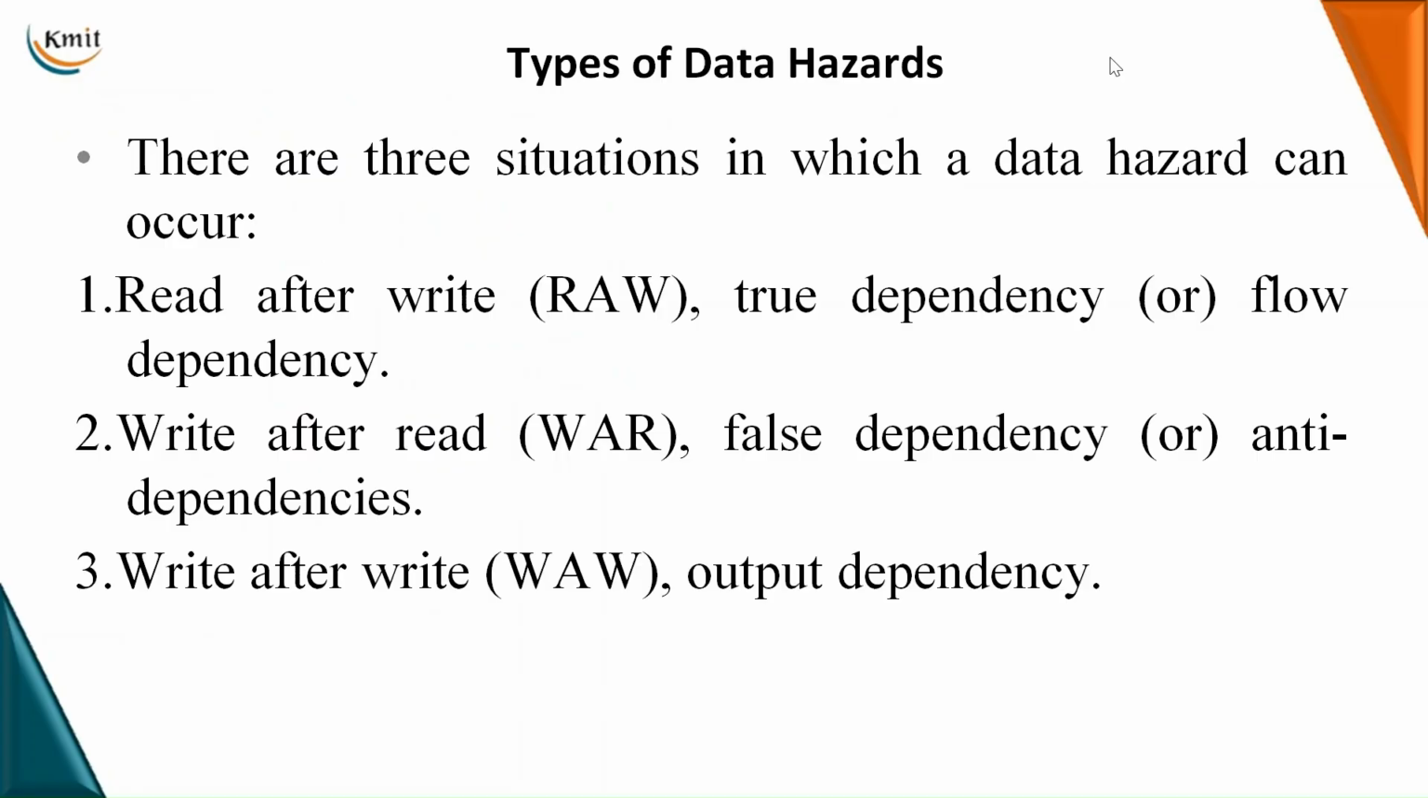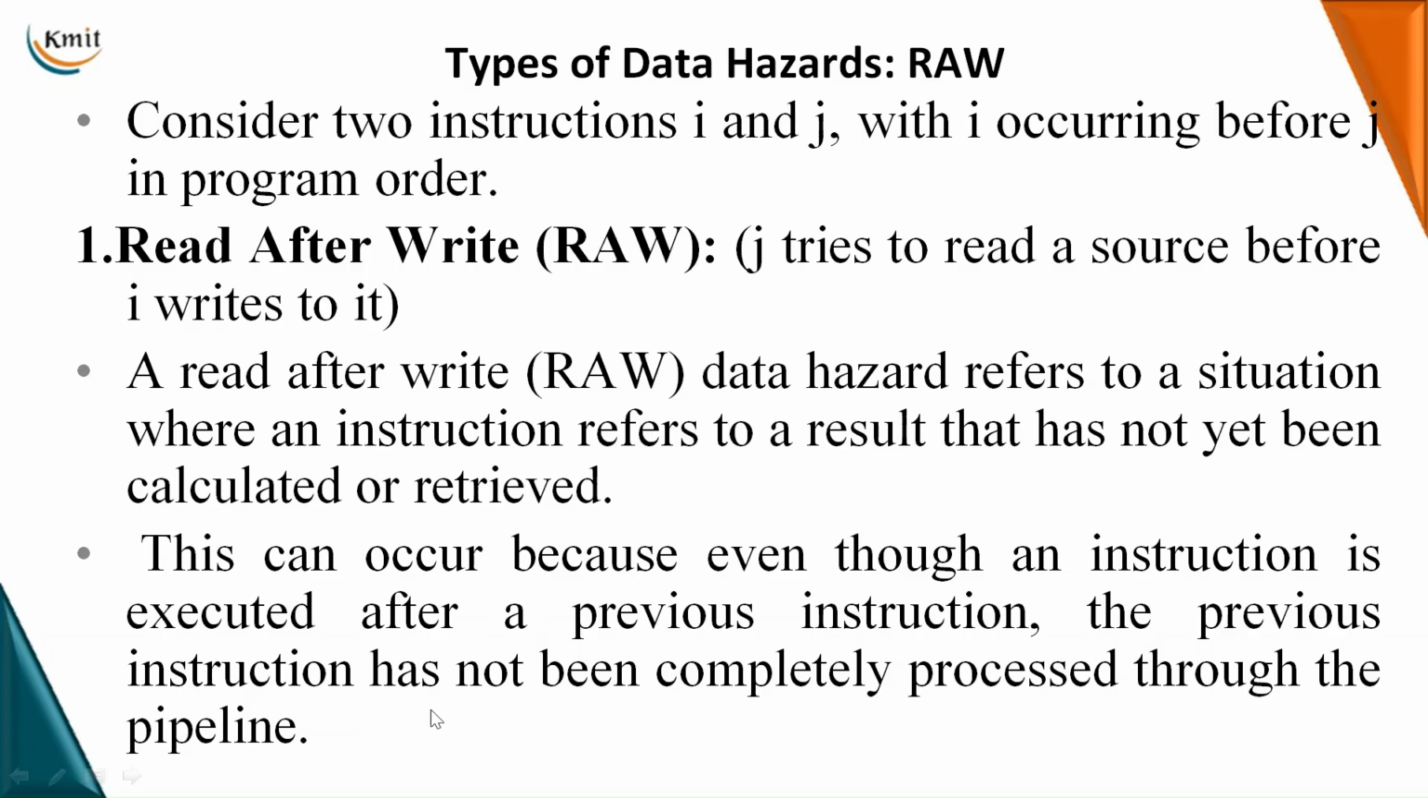Next, coming to the types of data hazards. There are three situations in which a data hazard may occur in the pipeline, or a data dependency situation may occur between the instructions executed in the pipeline. The first type is a read after write hazard, also called a RAW hazard, true dependency or flow dependency. The second type is write after read, called a WAR hazard, also known as a false dependency or anti-dependency. The third type is a write after write hazard, also called an output dependency. These are the three types of data hazard situations that may occur in a pipeline. Let's see each one in detail.